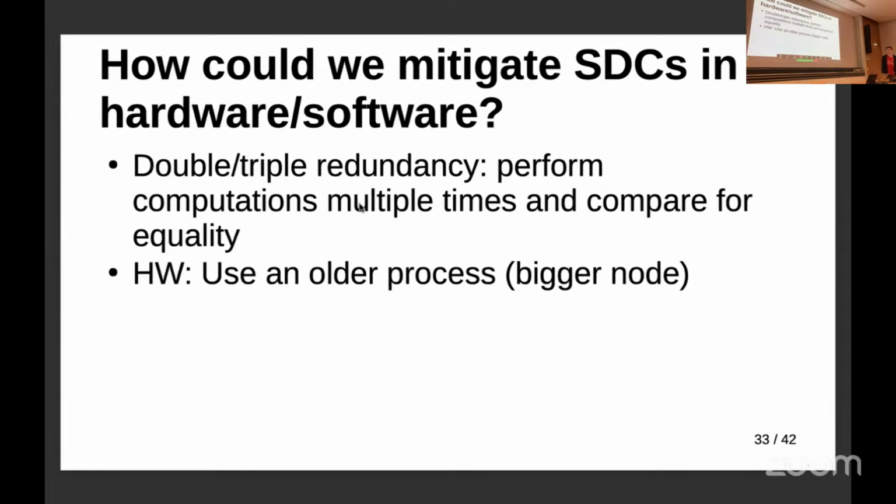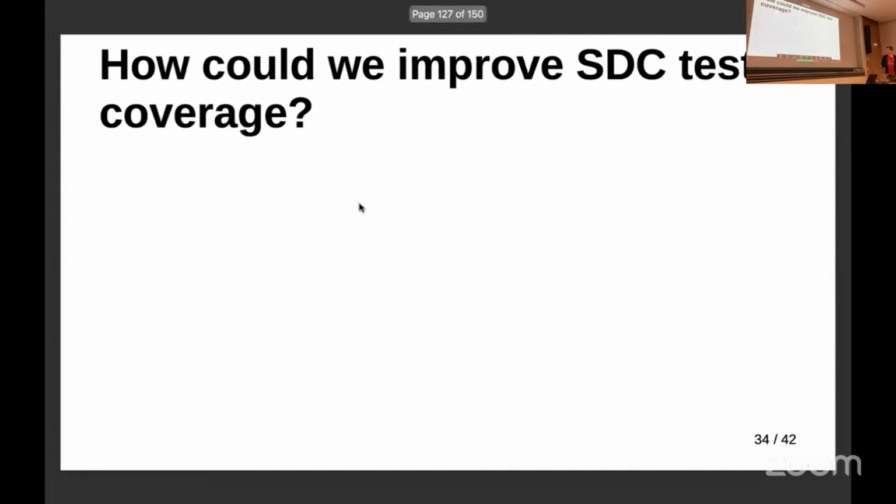measurable impact. All right, so my next question would be, how could we try to improve test coverage for silent data corruptions? Just at a high level, how could we try to make tests that pick up more faults, minimize the number of things that get missed?